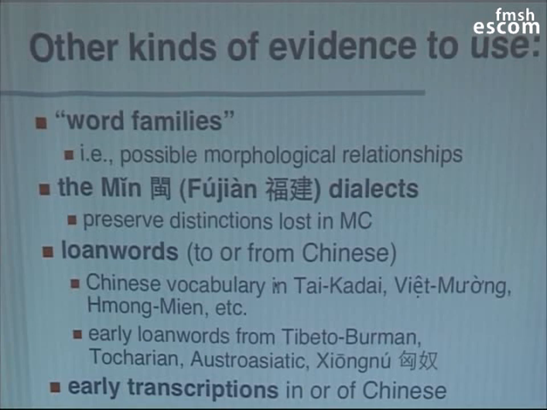So in addition to those three kinds of evidence that I mentioned, there are other important kinds of evidence which we are using and attempting to use. First is so-called word families. Personally, I'm not too fond of the expression word families, because a lot of people find what they think is a set of related words and they don't go any further in the analysis than that. They just say, oh, well, all these words belong to a word family.